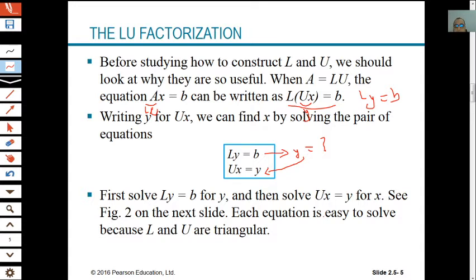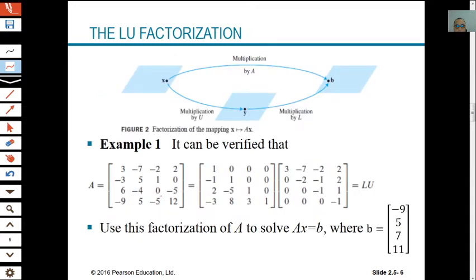Each equation is easy to solve because L and U are triangular. Directly we find the components of the unknowns, which are y and x. L is lower triangular, U is upper triangular normally.